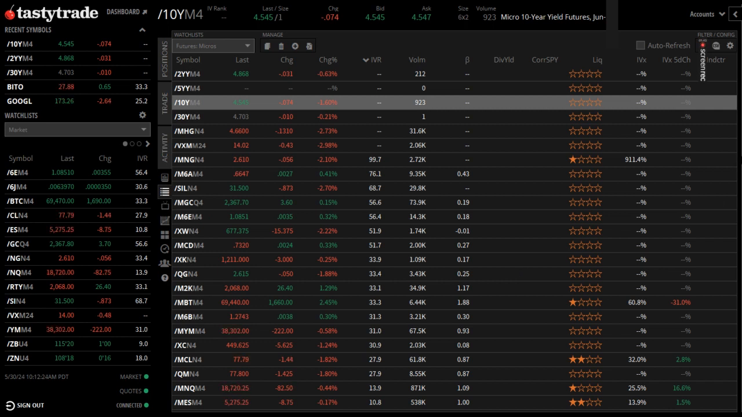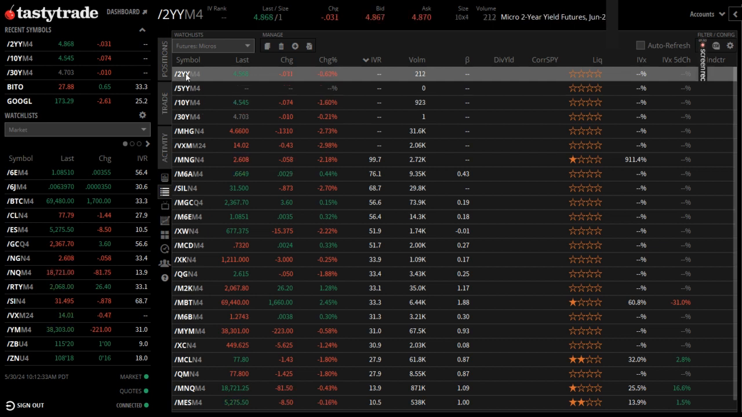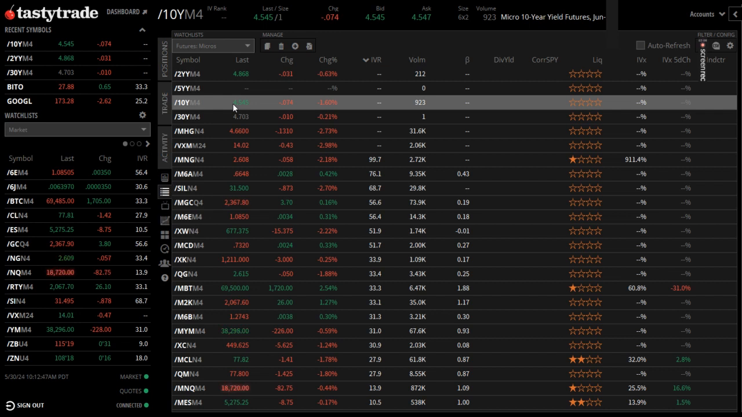So the example I want to use here is the 2-year and the 10-year. The 2-year note is the short term, the 10-year note is the long term. Currently, we are in an inverted yield curve. And what that means is the 2-year note's yield is about 4.86, let's just say 4.9%, and the 10-year is at 4.5%. So the 2-year note's yield is higher than the 10-year note. This means it's an inverted yield curve.